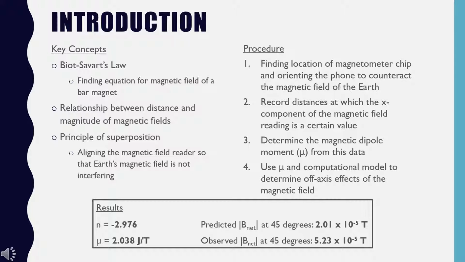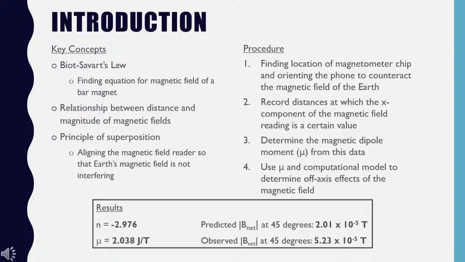The principle of superposition is also important because at the beginning of the data collection, we have to align the magnetometer so that the Earth's magnetic field doesn't interfere with the readings. The actual procedure of the lab consisted of finding the location of the magnetometer in the phone and then using an app to measure distances where the x component of the magnetic field reading is a certain value. Then using that data, we can calculate the magnetic dipole moment mu and plug that into the computational model to determine the off-axis effects of the bar magnet's magnetic field.